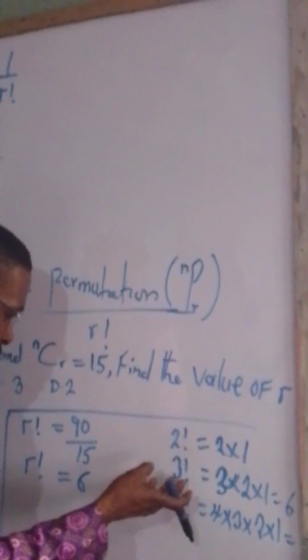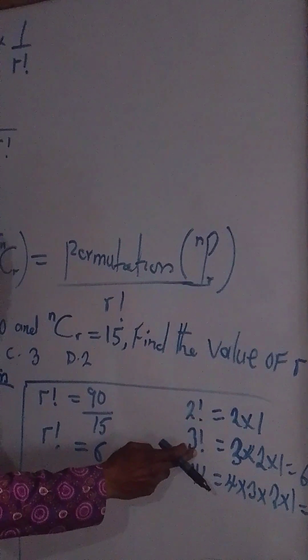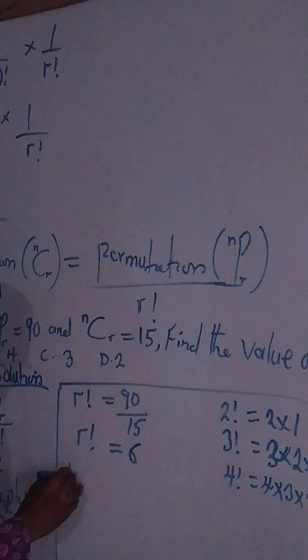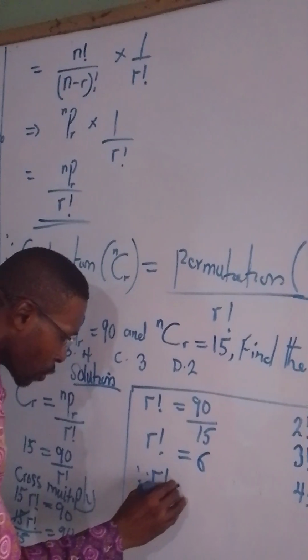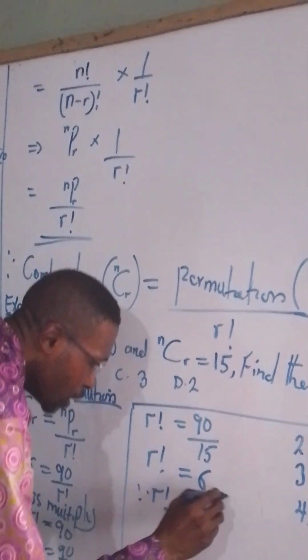So as they give us this, we have 6. We have to combine 6 to 3 factorial. Therefore, we have r factorial is equal to what? This one will combine to 3 factorial.